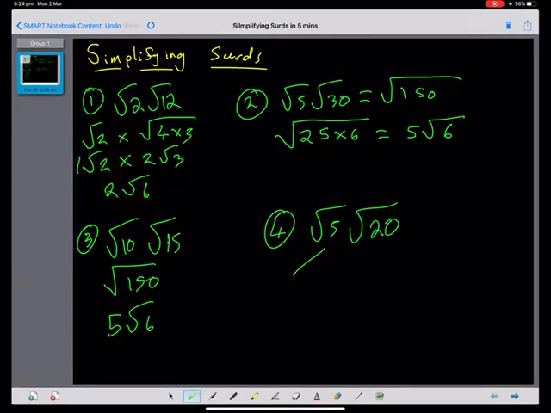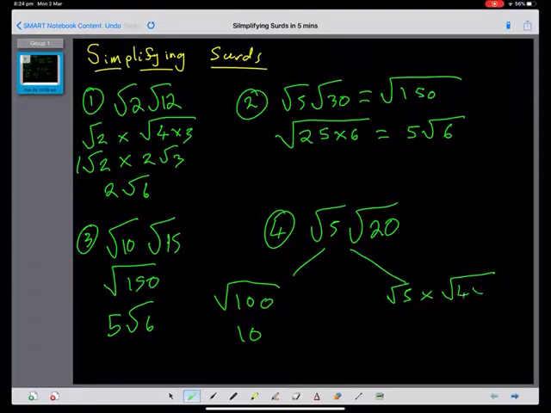We can do this 2 ways. We can either say, well, that is root 100, which just gives 10, or we can say that is root 5 multiplied by root 4 times 5. Well, hopefully you can recognize that this is 2 root 5, and with our laws of surds, root 5 times root 5 is just 5, multiplied by 2 is 10.